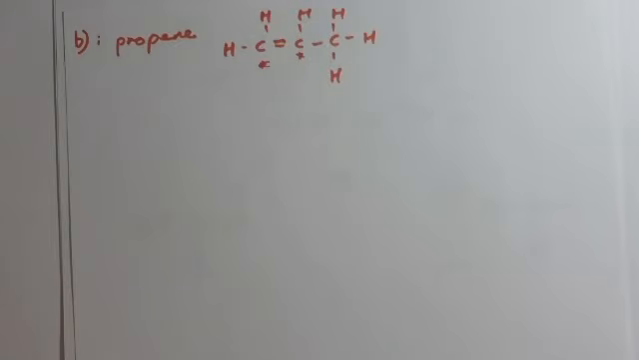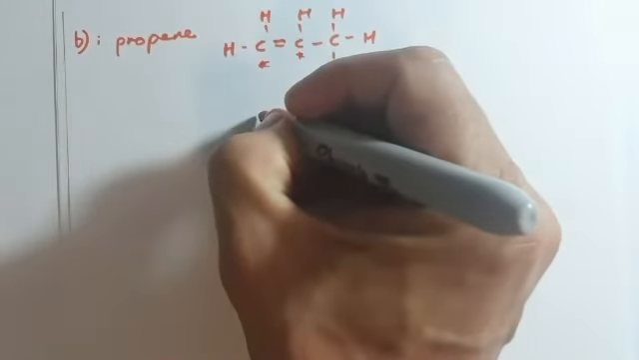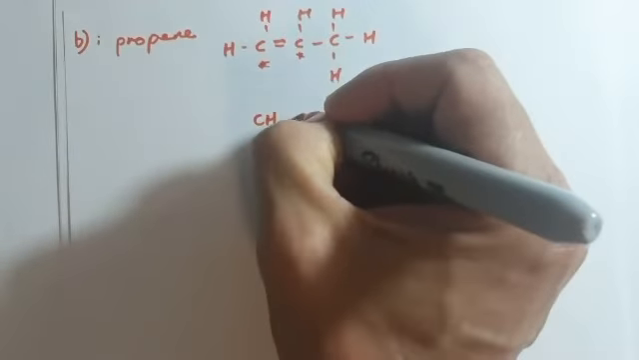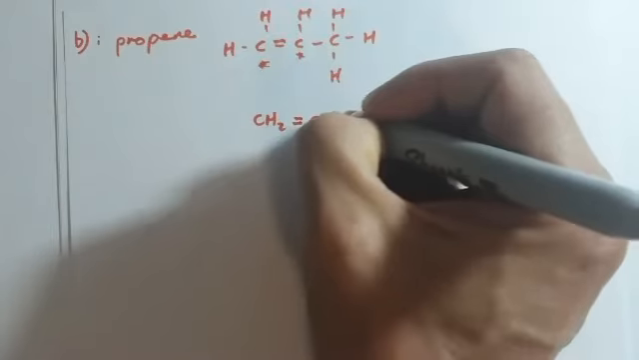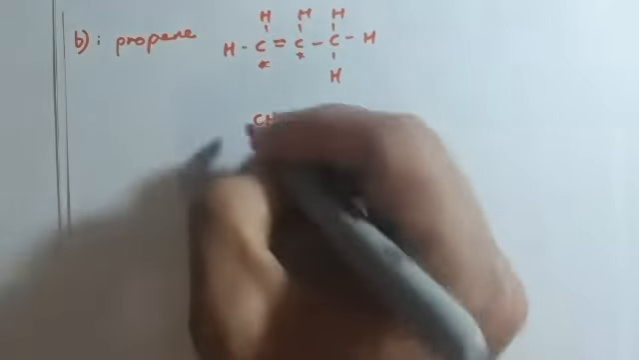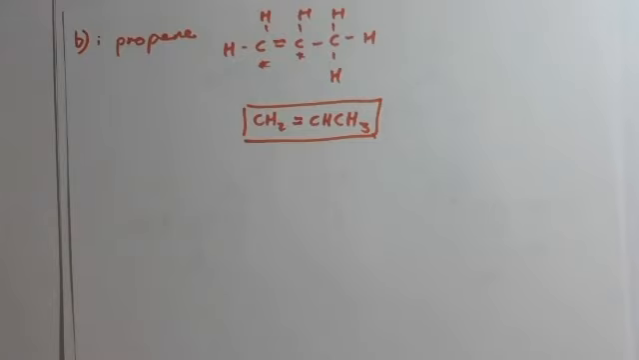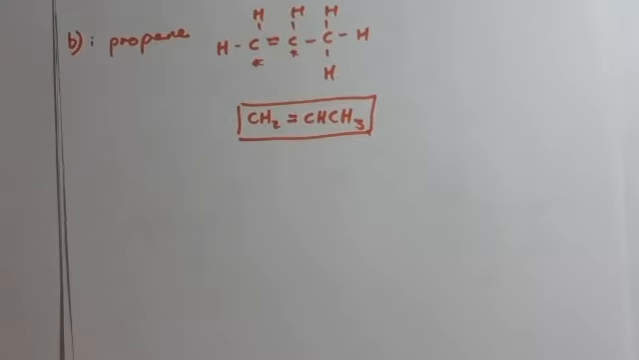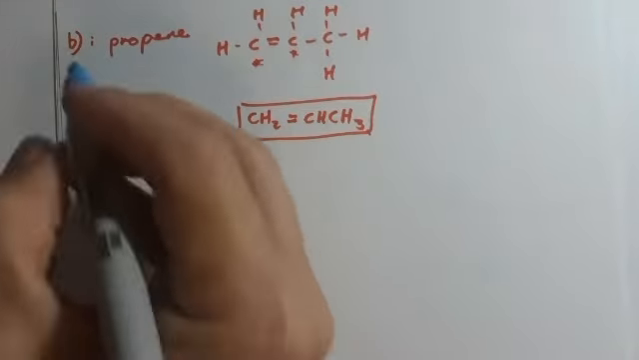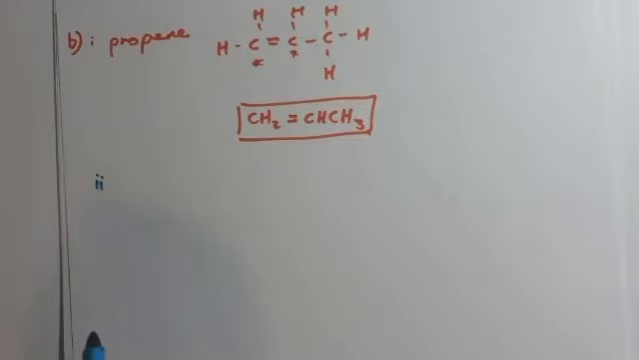Okay, so this is the displayed formula. They want the structural formula. So CH2 double bond CH, CH3. That is the way that we'll give structural formula. So it's easier to do the displayed formula and quickly get the correct structural formula from that.